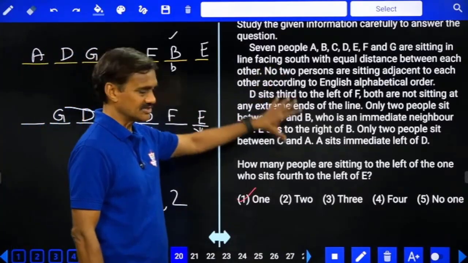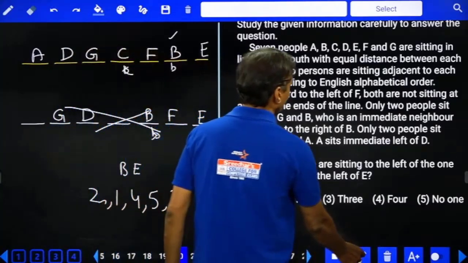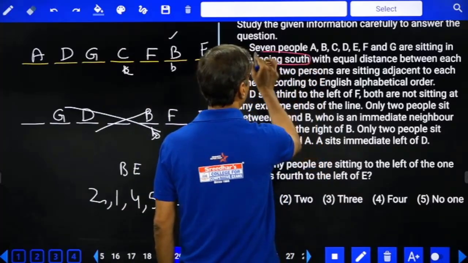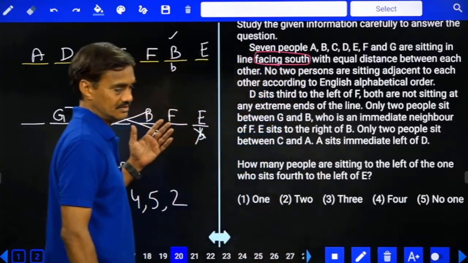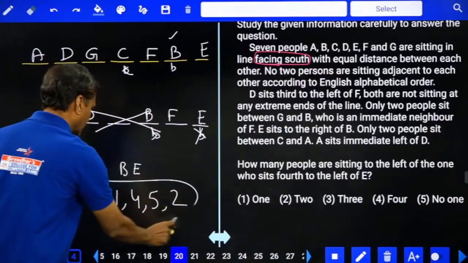And why have I explained all the 5 questions? Because here it is clearly given all the persons are facing towards south. Now, south is here. But as we have worked it out towards north, though we have worked it out towards north, check whether you have got the same choices or not.